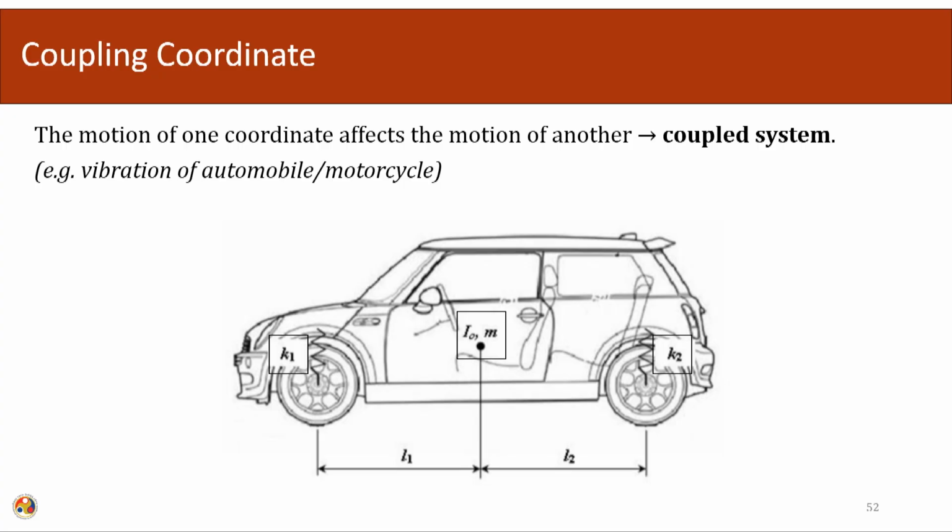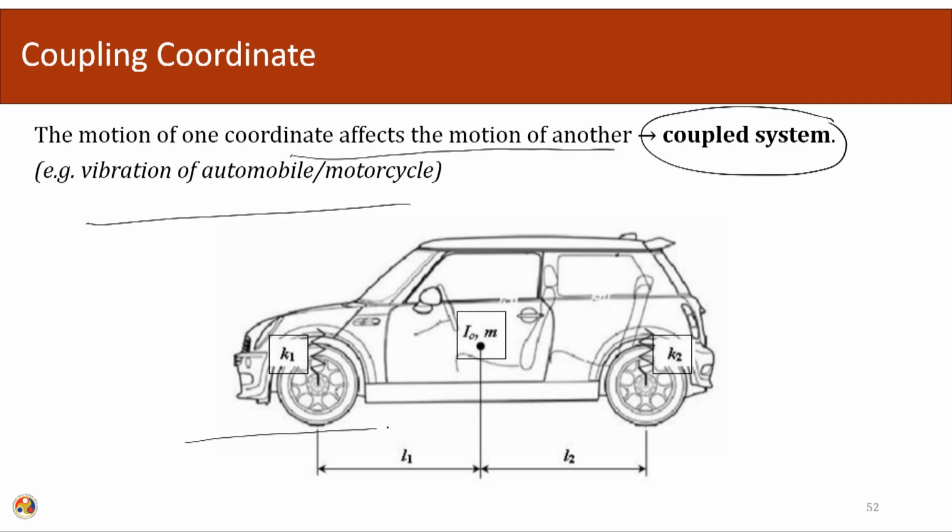So, now we are looking into coupling coordinates. We are looking into the motion of one coordinate that affects the motion of another coordinate. So, this is called a coupled system. A simple example can be vibration of an automobile or a motorcycle. So, let us say that we are looking into an automobile.